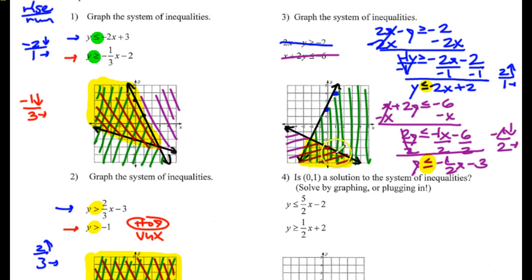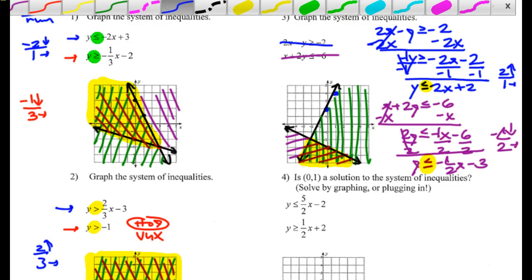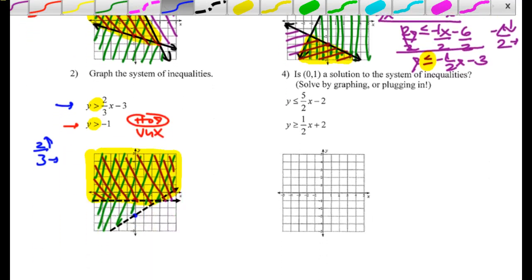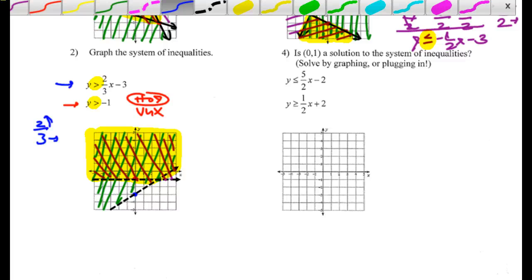This is the only place where both of the answers touch. I see one line here, one other line here, no lines here. So we want the words together. Alright, and that's how you graph the system of inequalities. Just like last chapter, but you have 2 instead of 1. Okay? Alright, now let's look at number 4.